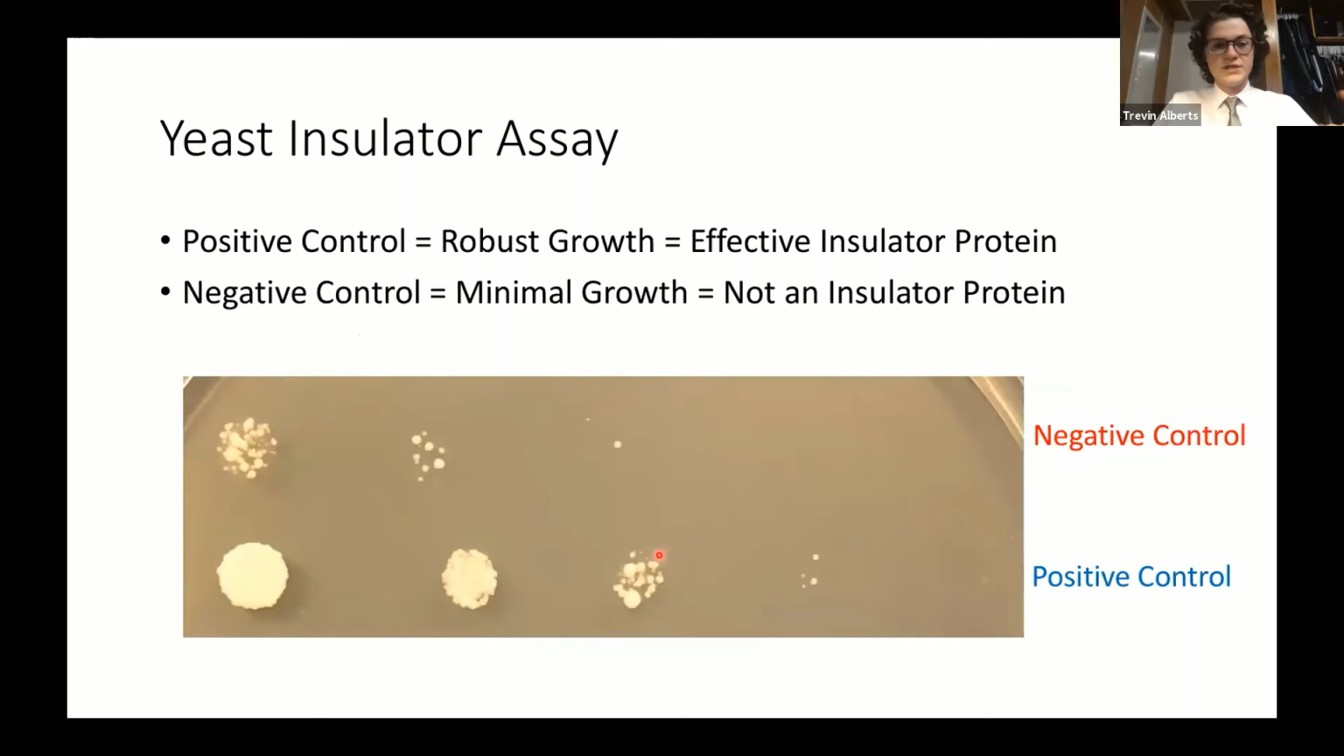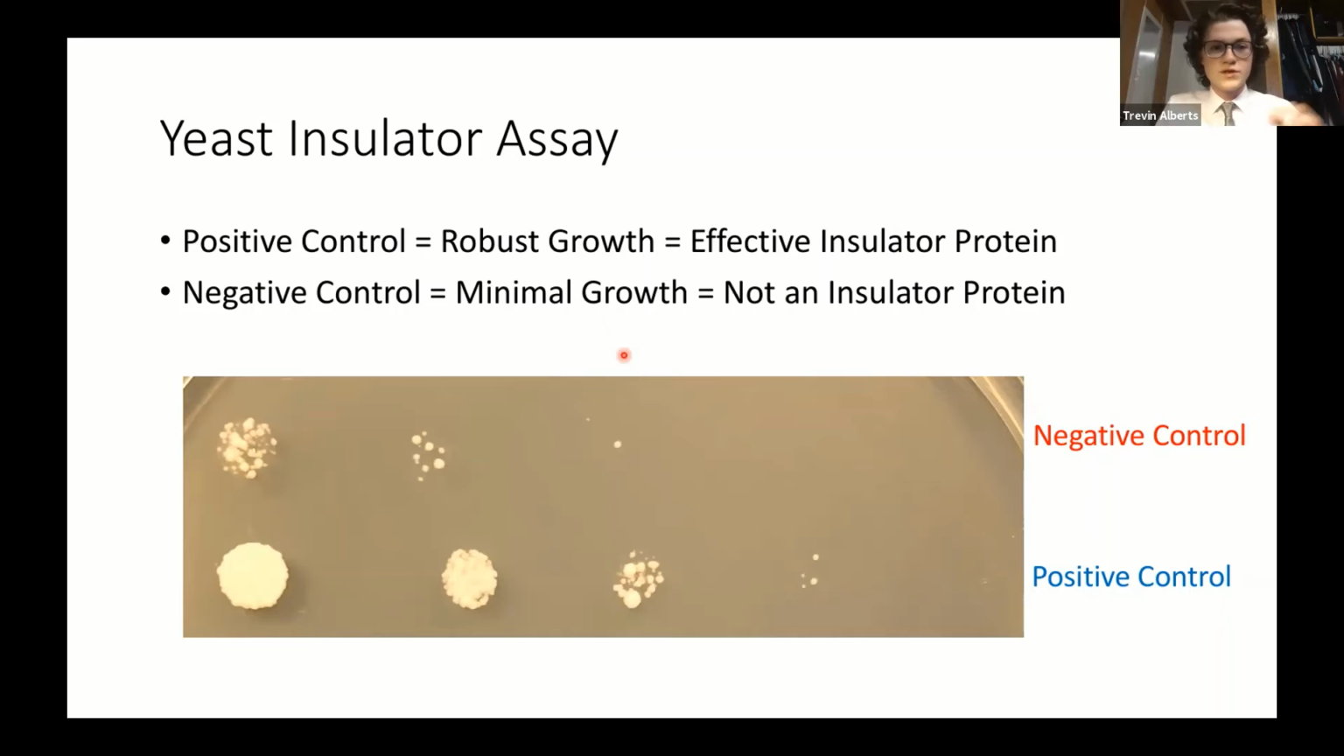And so as we can see by this image, our positive control is going to perform robust growth, and our negative control will perform minimal growth. I'd also like to point out that each column, as you move from left to right, has 10 times fewer cells in it, and that's kind of why it seems to die off. We wanted to get at least 5 different dilutions.